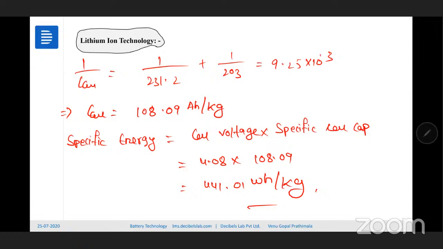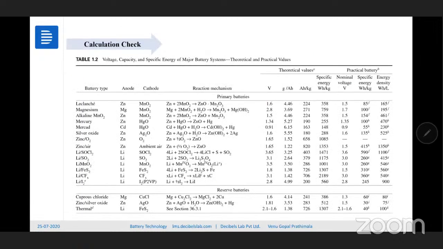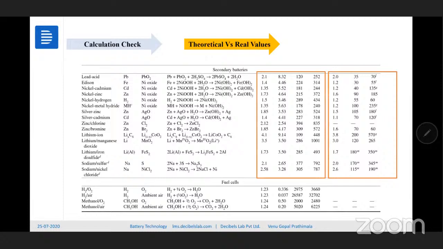Now what we're going to do is compare the values with the real-time values and see what the change in the values is. Okay, so in that same table sheet, there is data for comparison of theoretical values and the practical battery. In this slide, I'm just showing the primary batteries, which are non-rechargeable batteries. But we have to look into rechargeable batteries, which are secondary batteries. So first, if you look at the first one, which is the lead acid battery.